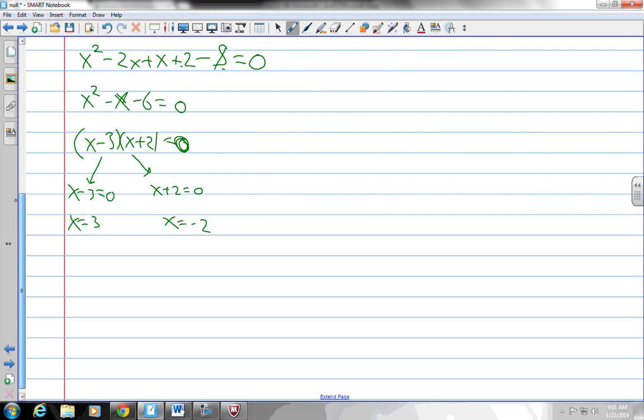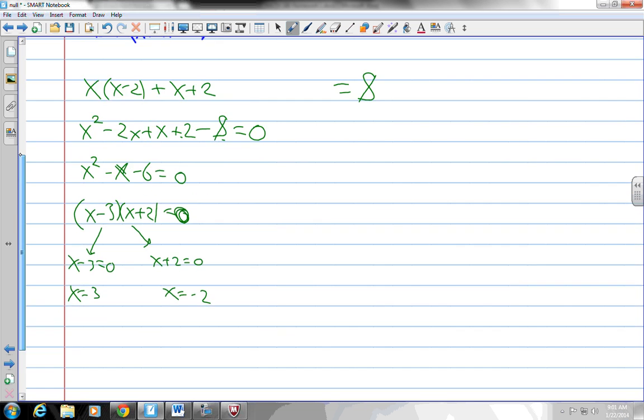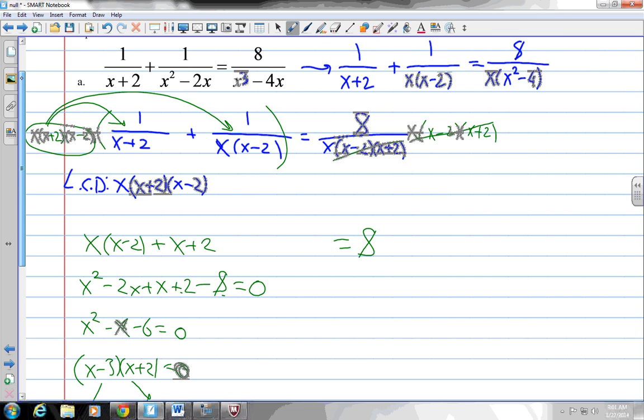Well, one of the answers is x equals negative 2. Can it work? Can x equals negative 2 work? Because you go in here, you plug in negative 2, you get 0 in the denominator. So x equals negative 2 should not be a solution, right? So this is the only way you check it.